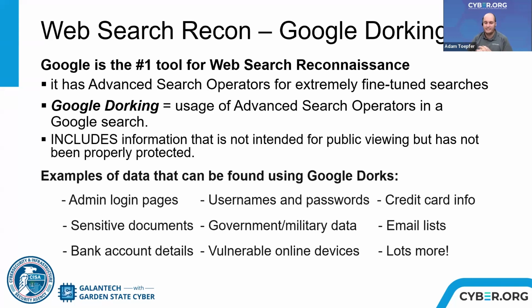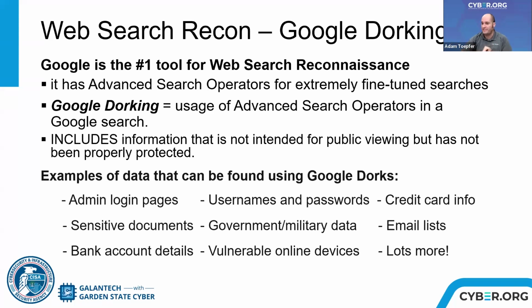Google Dorking has kind of a funny name, but it's the usage of advanced search operators in a Google search. And we include information that's not really intended for public viewing, but it hasn't been properly protected from the public web. So an example of data that can be found could be something like an admin login page, or usernames and passwords that are just out there.